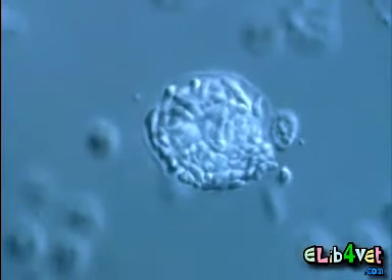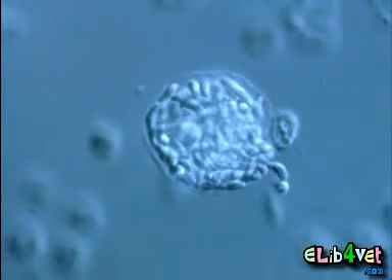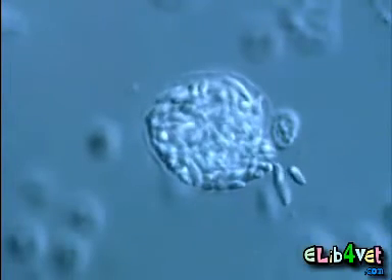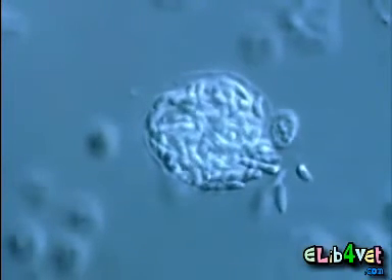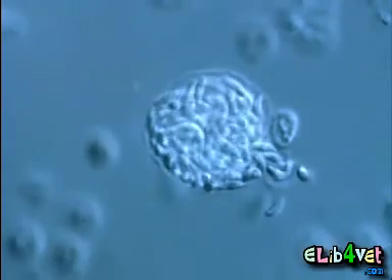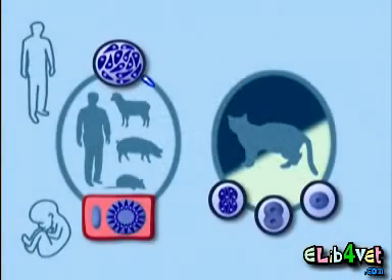Bradyzoite release can be triggered by proteolytic enzymes such as trypsin, just as occurs in the gut of a carnivore after eating infected tissue. First, the bradyzoites invade enterocytes, later other tissues. There they multiply as tachyzoites, resuming the intermediate host cycle.